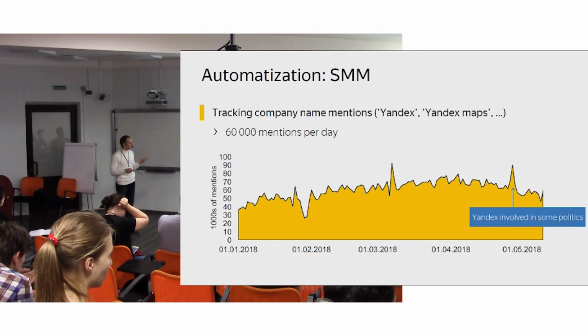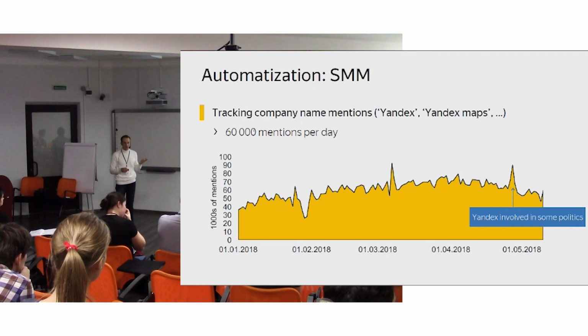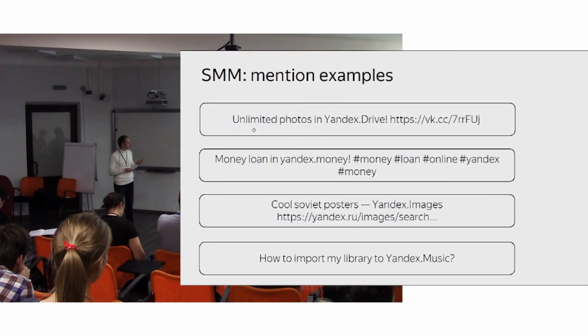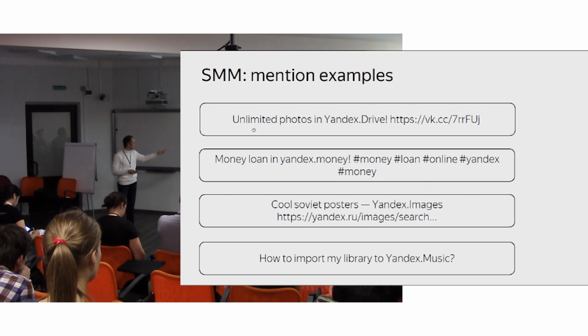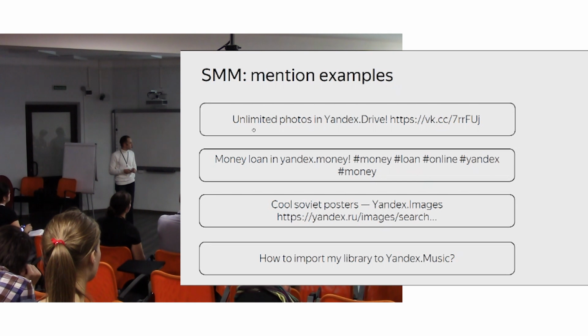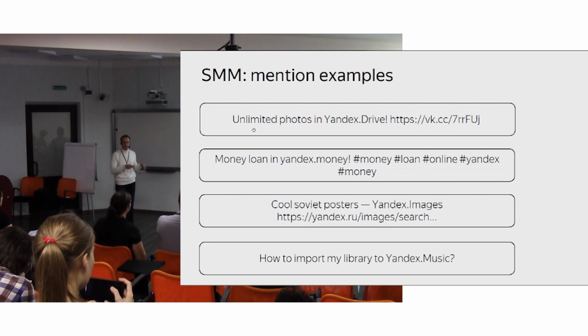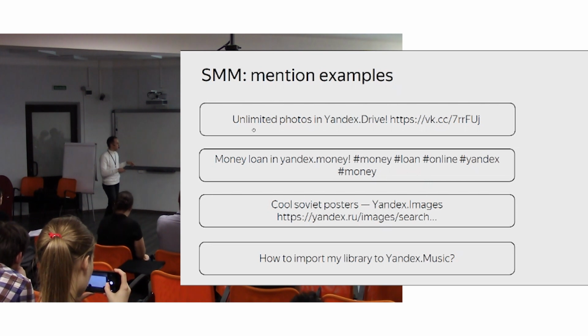And we need to determine which of these messages require immediate attention. Which do we need to answer? These are real examples of some messages. What do you think? Which one should be answered? Unlimited photos in Yandex Drive, money loan, cool posters, how to import my library to Yandex Music. Only the last one should be answered. So we need to make a filter that will tell us fast enough that only the last one should be answered, and the other ones are not worth our attention.